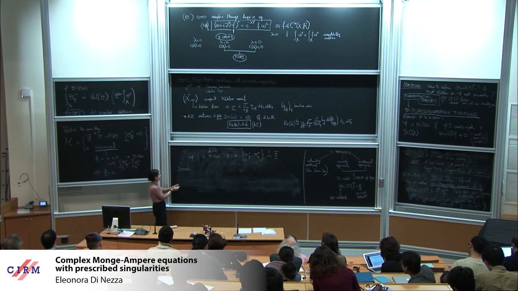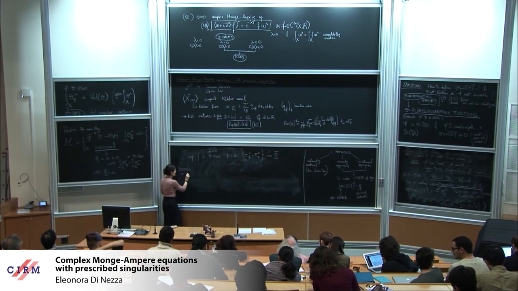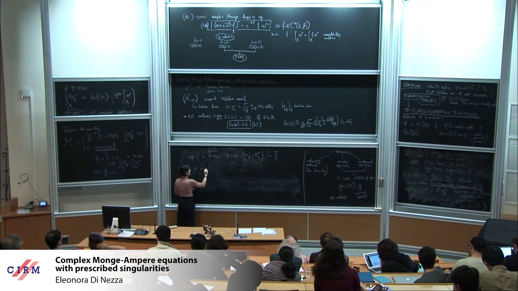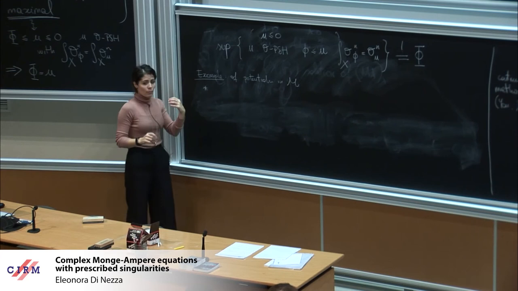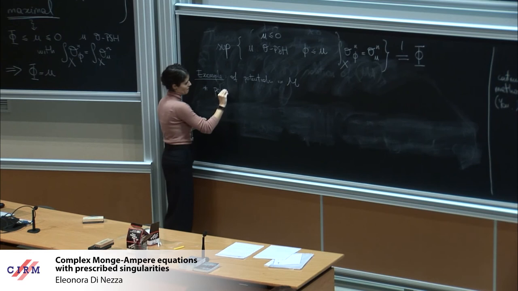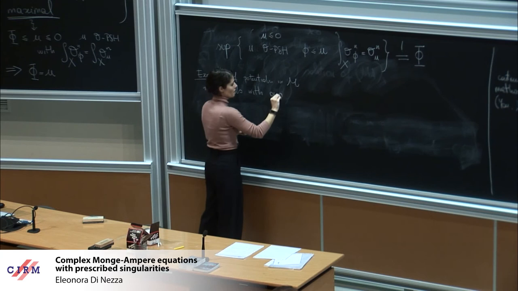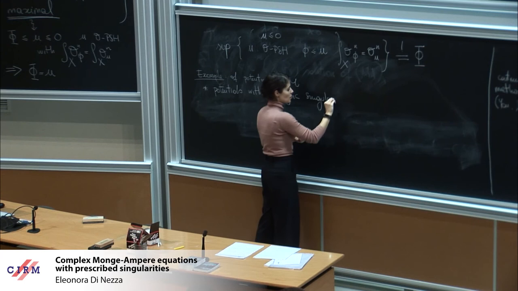So an example of potentials in M are potentials with analytic singularities. And what does it mean?